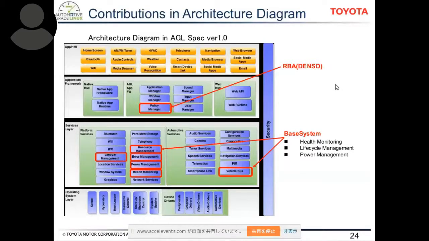Then I'd like to talk about the current state and the roadmap of production readiness profile. This block diagram is the architecture diagram from AGL specification. The function modules we have contributed, we have introduced, are mapped into red circled modules in this diagram. As you can see, they are mainly in the platform services layer, and RBA is categorized as part of AGL application. They are the current modules in production readiness profile now.